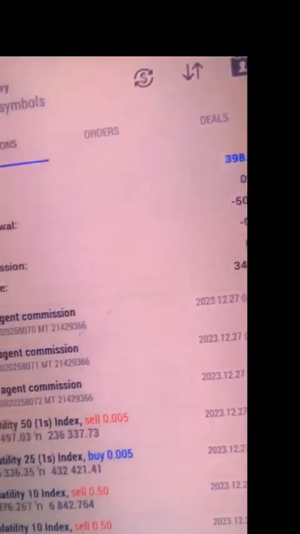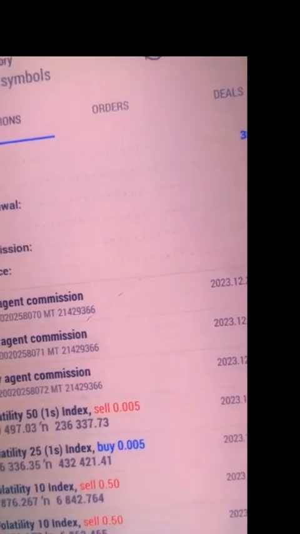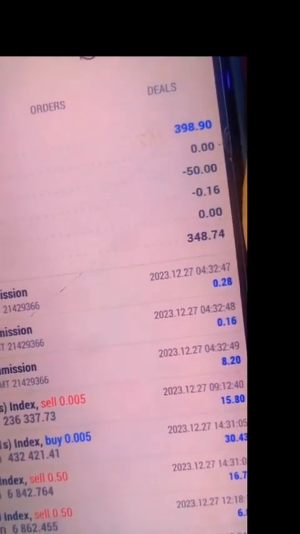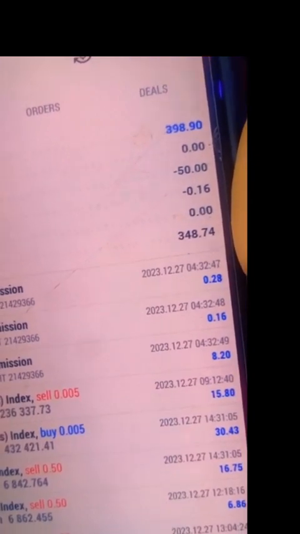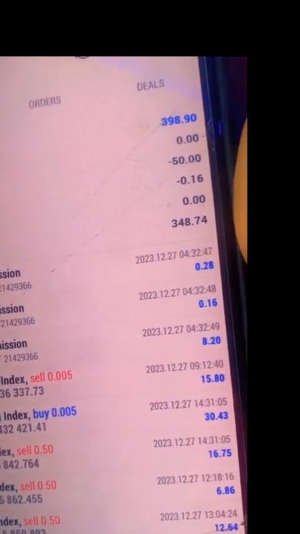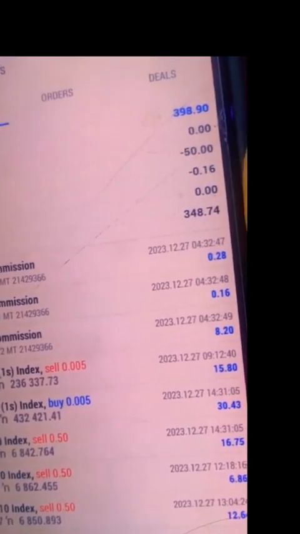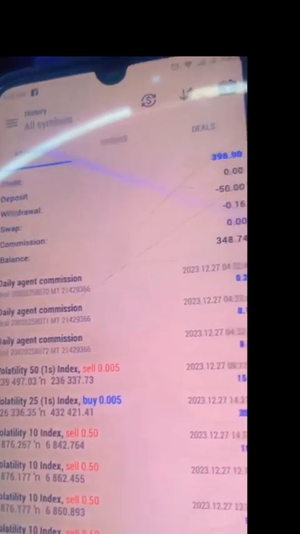So here is the account. You can see between that range of time, withdrawal is $50. That means that I've actually withdrawn $50 aside from the current price that you're seeing. Okay, let me just show you the equity. You see, this is 353, and I've already withdrawn like $50.